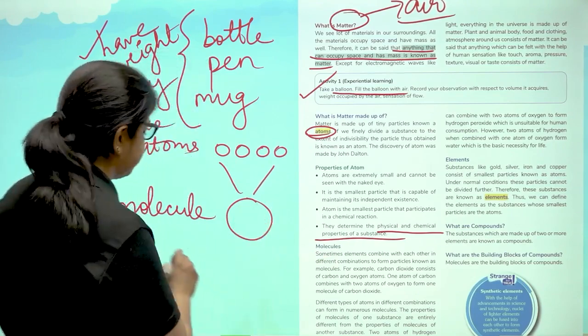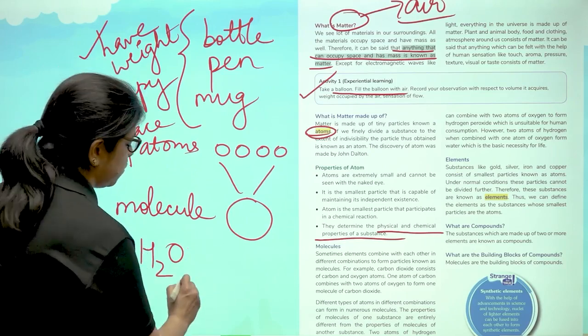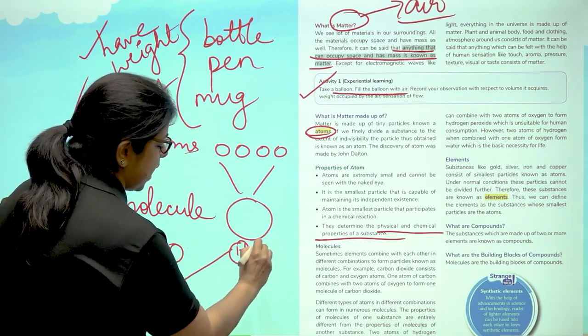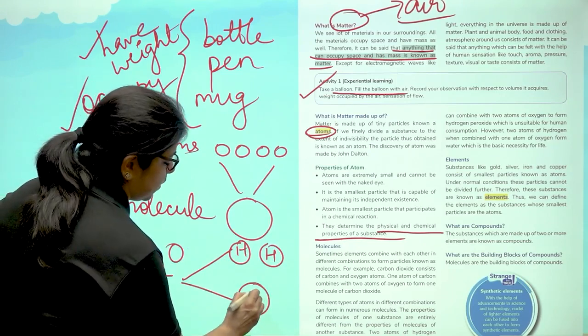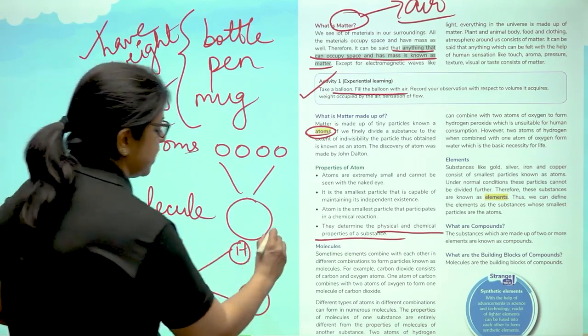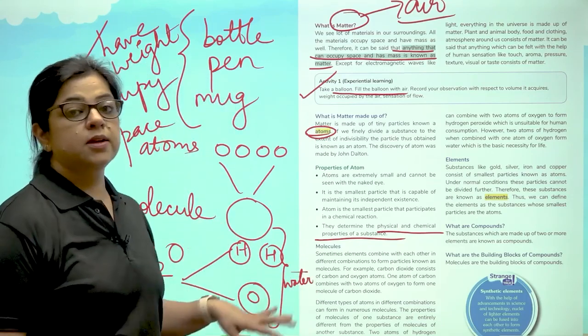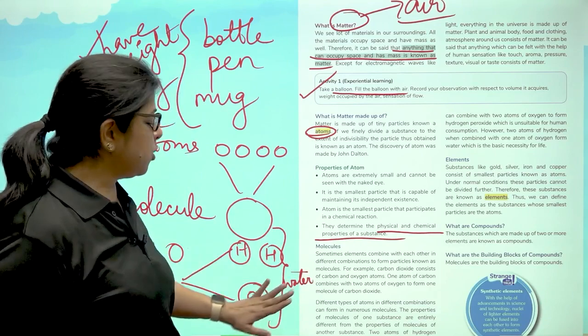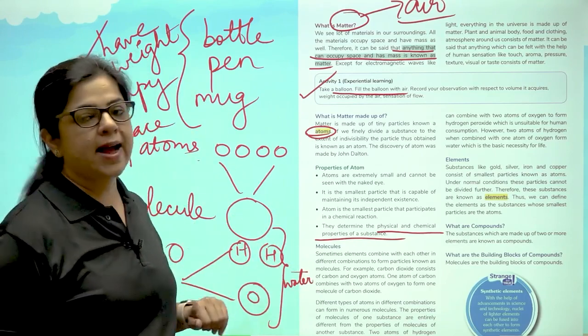Let me take the example of water. We all know that water is H2O. So, what is H2O? It is two atoms of hydrogen that combine with one atom of oxygen, and together they form water. So that means a molecule will have absolutely different properties than an atom.